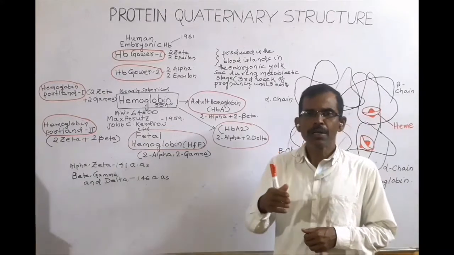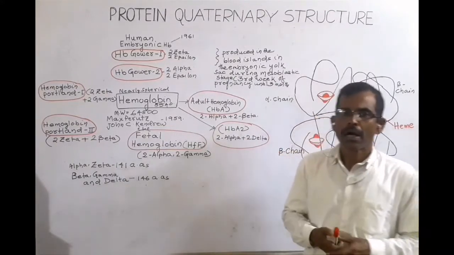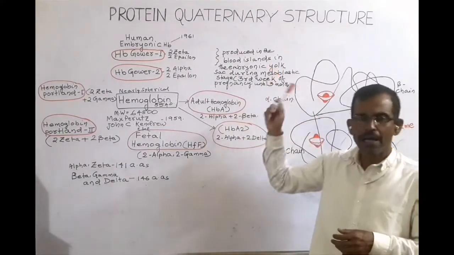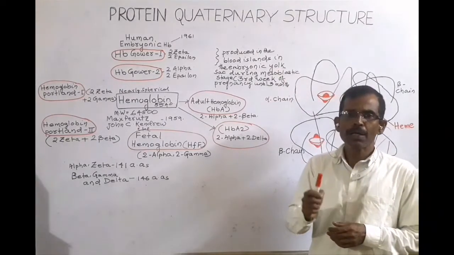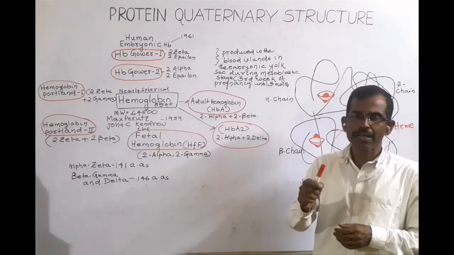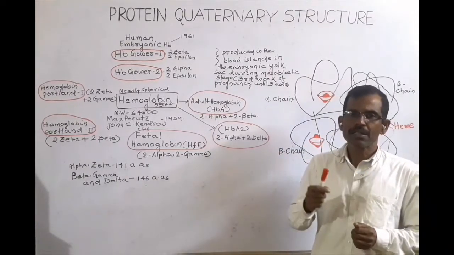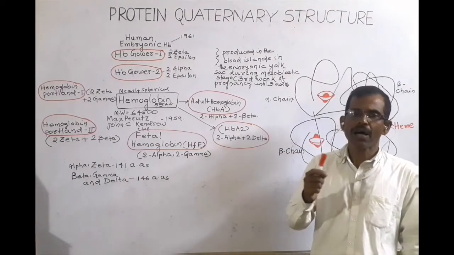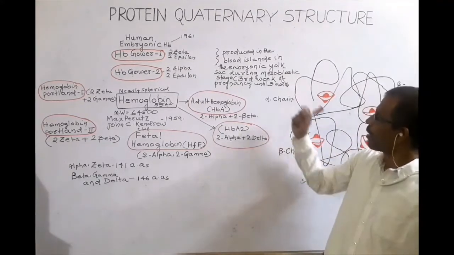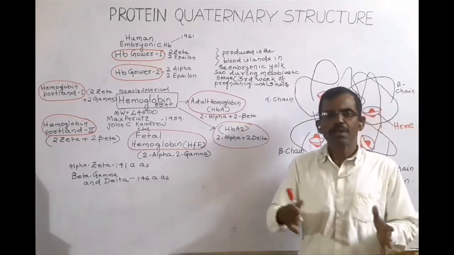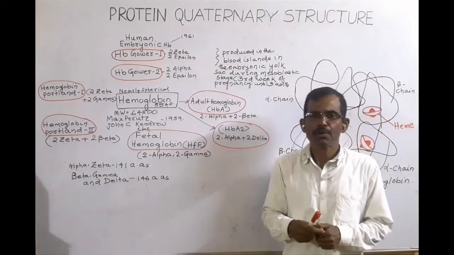The human embryonic hemoglobins are produced in the blood islands in the human embryonic yolk sac in the mesoblastic stage. The mesoblastic stage starts from the 3rd week of pregnancy up to 3 months. So there are various forms of hemoglobin.